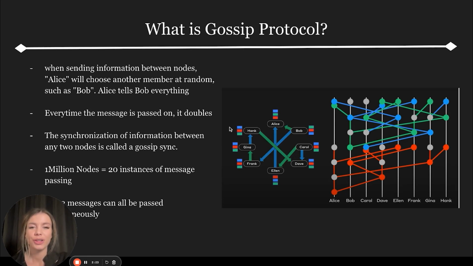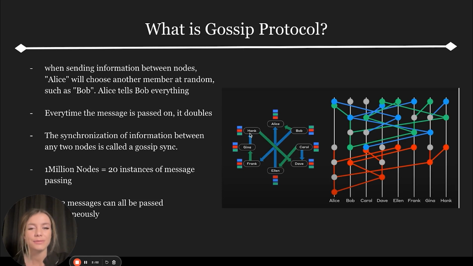The Gossip protocol is literally what it sounds like. Maybe the females watching this might understand it a little bit more, but it's like the one mean girl who's always gossiping with everybody and telling everybody all of your business. So in Hashgraph, when sending information between nodes, say Alice, for example, will tell Bob all of the information that she knows. Now, every time Alice tells another member the gossip, it then doubles every single time.